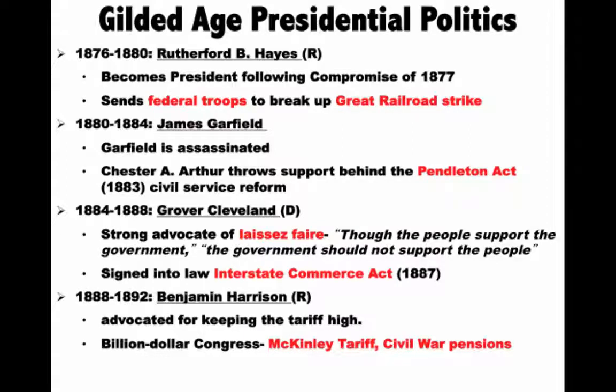And then the Republicans regain the White House with Benjamin Harrison, the grandson of the former president. He advocates for keeping the tariff high. In fact, during his presidency, there's going to be the so-called billion-dollar Congress, and in 1890 they are going to pass the McKinley Tariff, one of the highest tariffs in American history, and also increase the Civil War pensions.